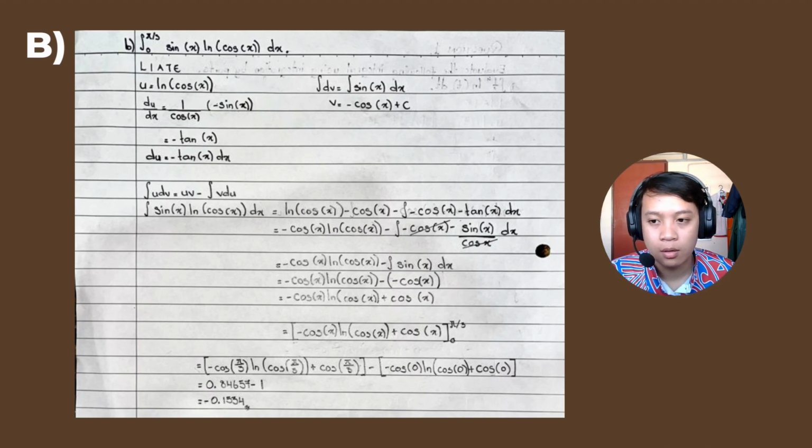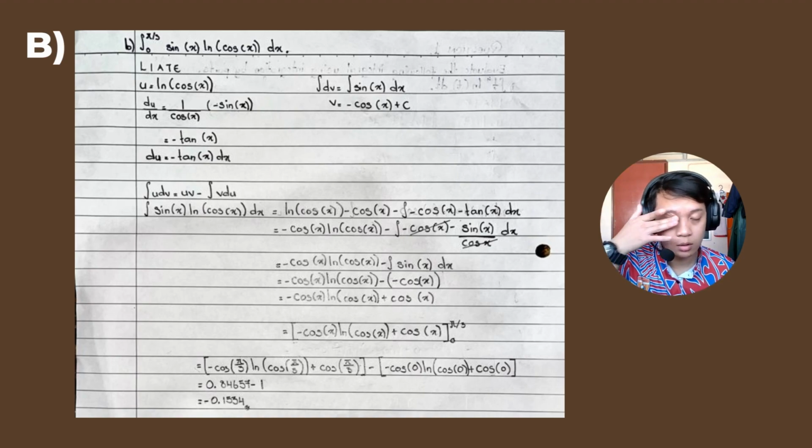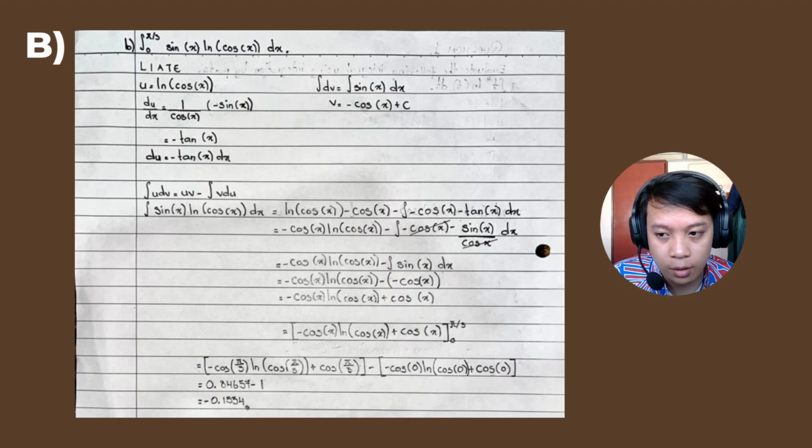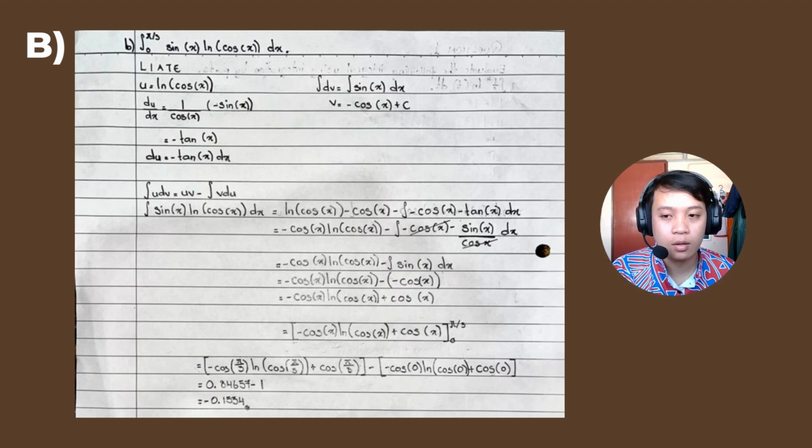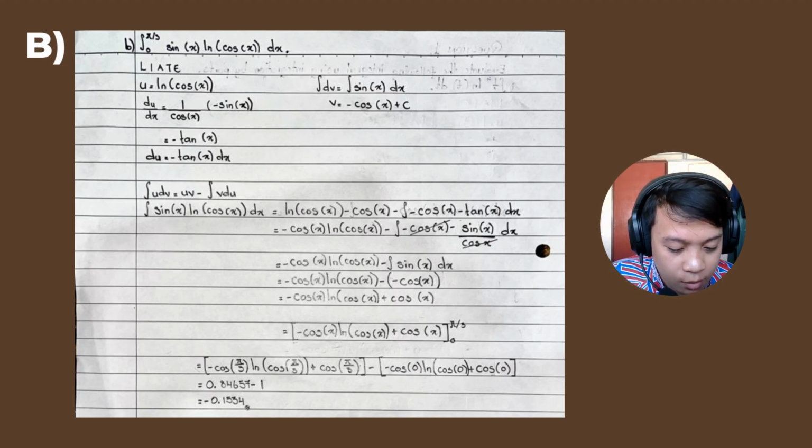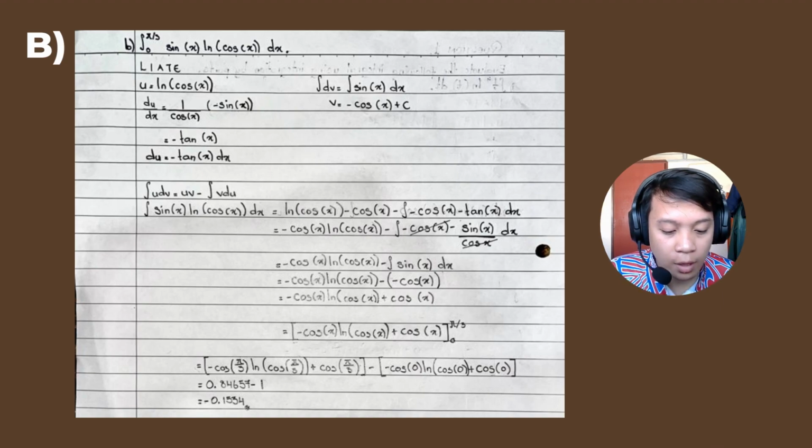And then next, I integrate sin x and I get negative cos x. Since it is minus and minus, it will be plus. Then I get the final equation, which is negative cos x ln cos x plus cos x.